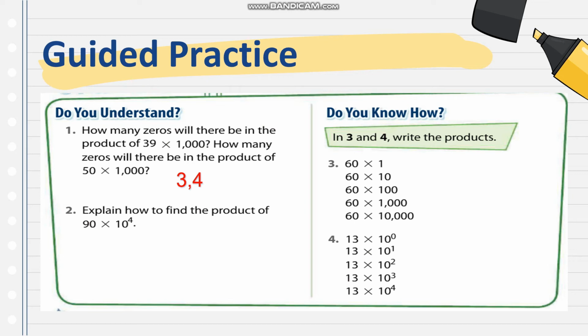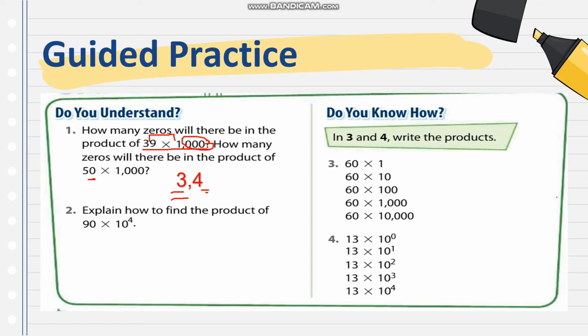In 39 multiplied by 1000, 39 multiplied by 1 is 39 and you have 3 zeros, so it means you need to add 3 zeros. In 50 multiplied by 1000, 50 multiplied by 1 is 50, then you have 3 zeros. So we have 4 zeros because we have 1 zero from 50. So a total of 4 zeros.